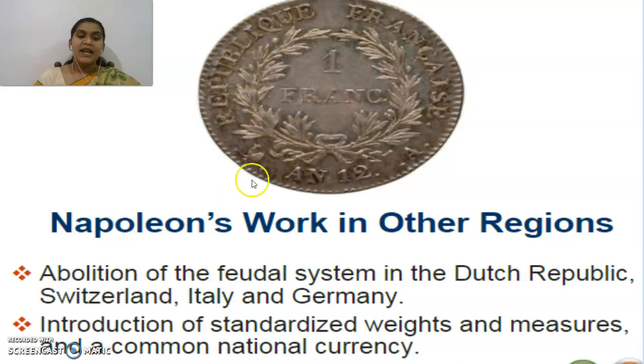All these changes made the people start to believe in his administration. Later, as I told you, in other regions apart from France, his administration started to expand. So let us see how. Abolition of the feudal system in the Dutch Republic, Switzerland, Italy, and Germany. The people started to welcome him wholeheartedly, because these were the changes made in France. Even people in other countries were expecting the same thing, because they were following the feudal system and the monarchy system, and wanted to abolish it and have equality among the people.